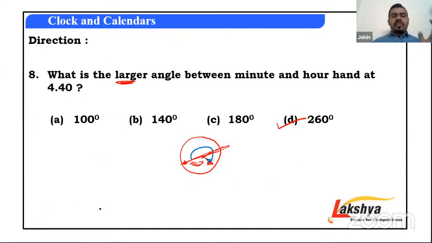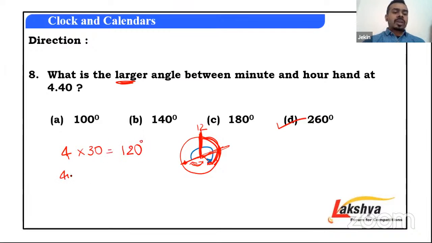What has been asked? 4:40. Let's always take the reference point as 12. Your vertical is always going to be your reference point. From the reference point to 4 o'clock, first we will solve for the hour hand. 4 o'clock means it moved 4 hours. Each hour we previously found out was 30 degrees. Therefore, in 4 hours it will cover 120 degrees.